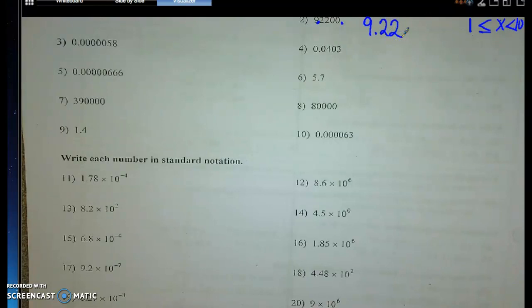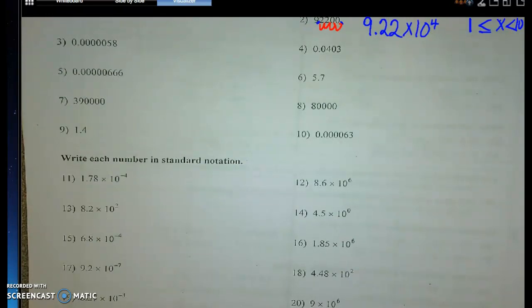9.22. Now I've got to see how many places I had to move it. So when I look at that and I count my spots, I have to move it 1, 2, 3, 4. So that means that I'm going to have times 10 to the 4th. Number 2 is a big number, so it's going to have a positive exponent.